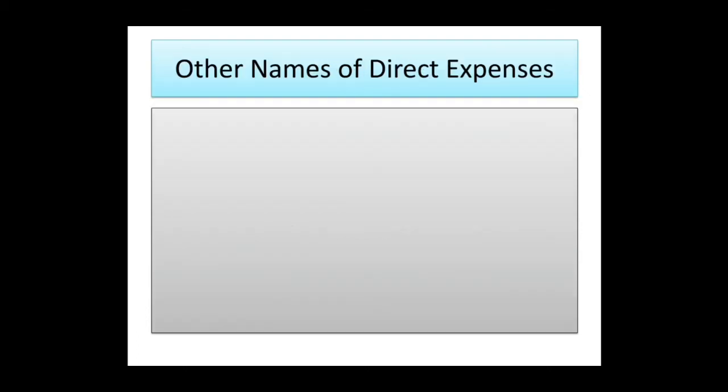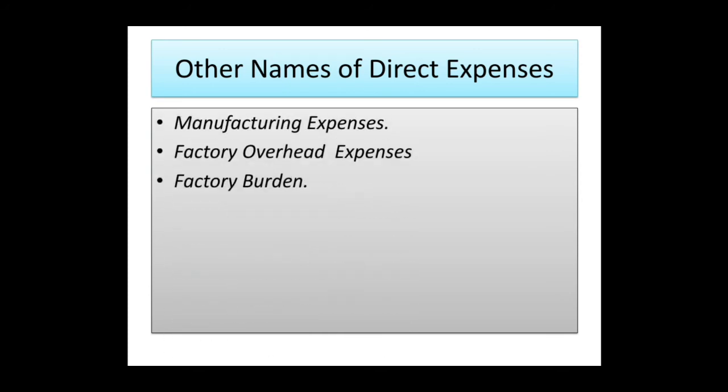These direct expenses in manufacturing business have other names. What are those names? Like manufacturing expenses, like factory overhead expenses, like factory burden.